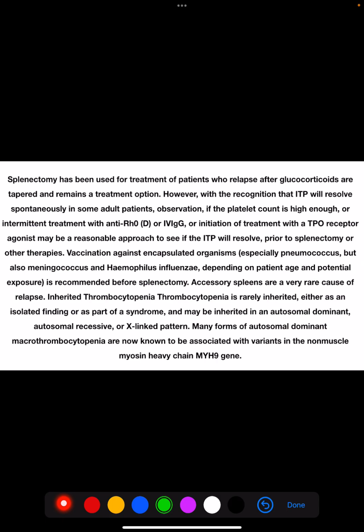And splenectomy has also been used for the treatment of the patients. We give glucocorticoids, we taper the glucocorticoids, but in spite of giving glucocorticoids or other immunosuppressive drugs, and tapering, what happens? Again, there is a relapse of this ITP. So in those patients, what can be considered? Splenectomy can be considered.